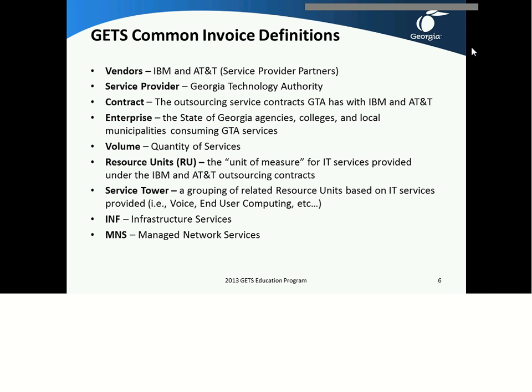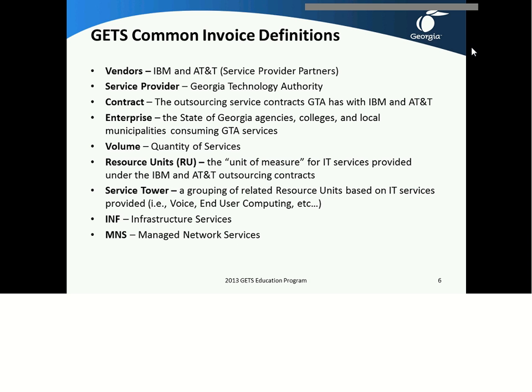Before we go into the invoice review, it's important that we understand common definitions regarding the invoice. So you have vendors, which are IBM and AT&T, our service provider partners. We have the service provider, which is the Georgia Technology Authority. The contract refers to the outsourcing agreements we have with IBM and AT&T. The enterprise is the state of Georgia agencies, colleges, and local municipalities that consume GTA services.